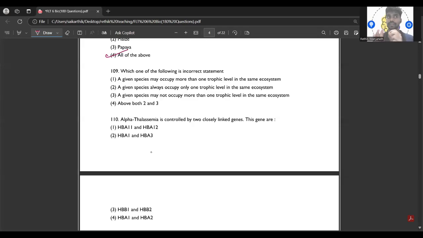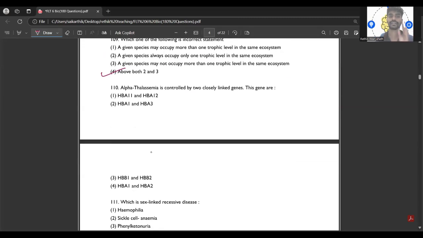For example, a sparrow is a primary consumer where it actually eats what? Seeds, fruits, and peas. And it is also a secondary consumer when it eats what? Insects and worms. So both second and third are correct. Now, 110.